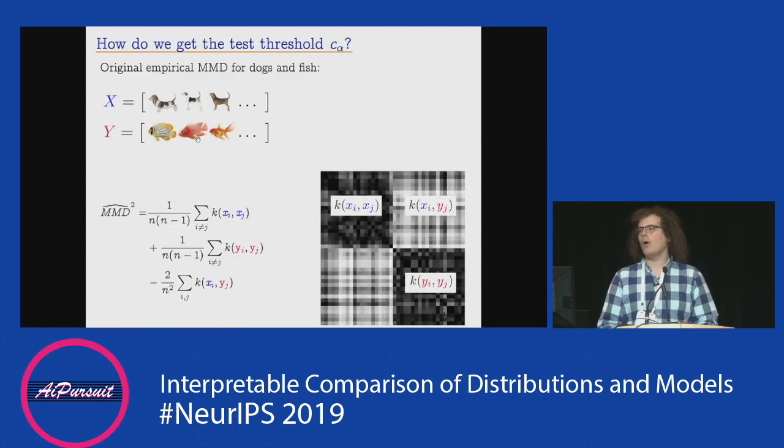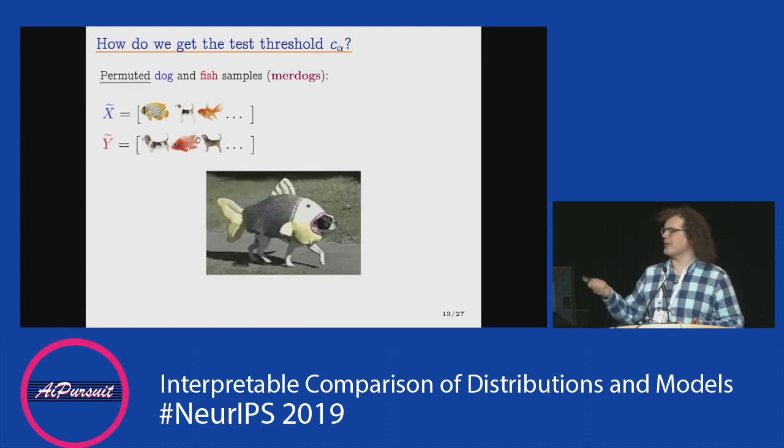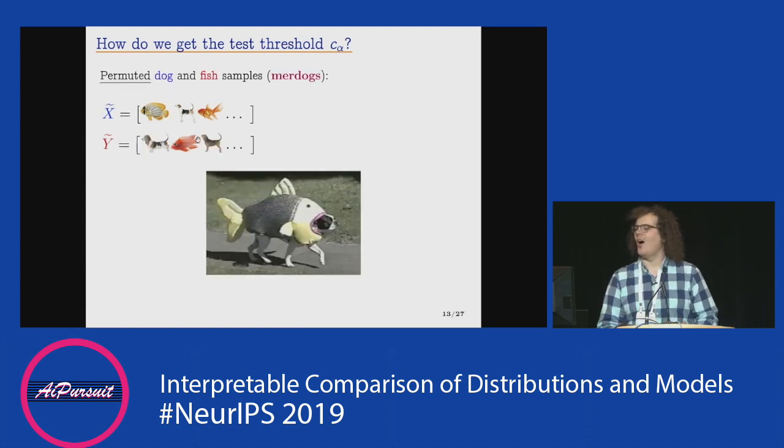Well, the observation that we're going to make is that in the case where p equals q, under the null hypothesis, the dogs and the fish are actually the same thing, right? So if I mix them together, I didn't change anything. So what we're going to do is mix the dogs and fish together. Dogs and fish sometimes are the same. And then we're going to look at what my estimator does once I've mixed them together.